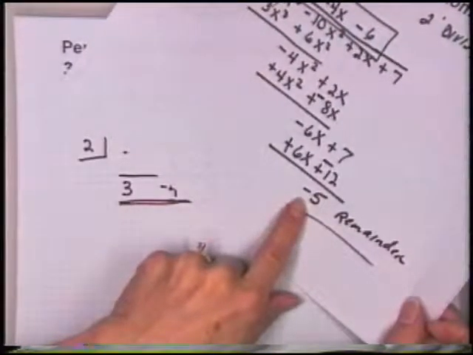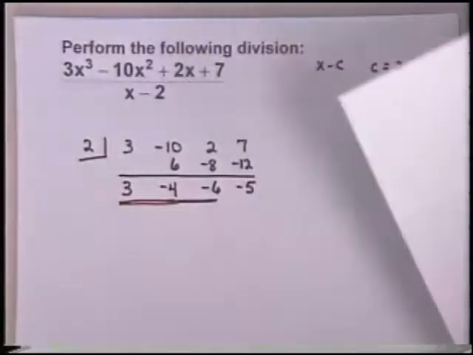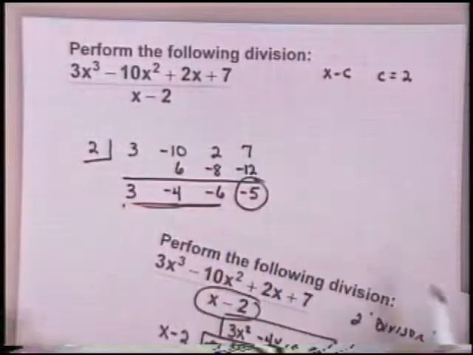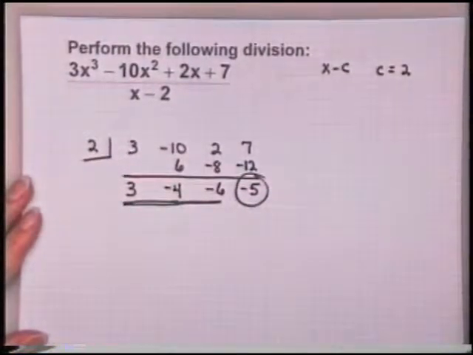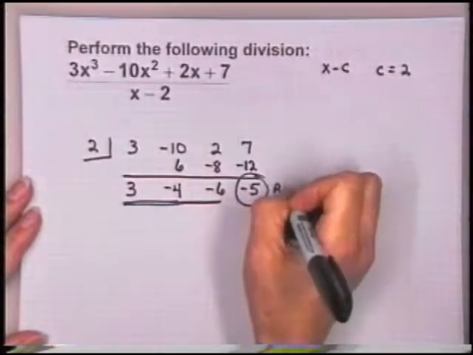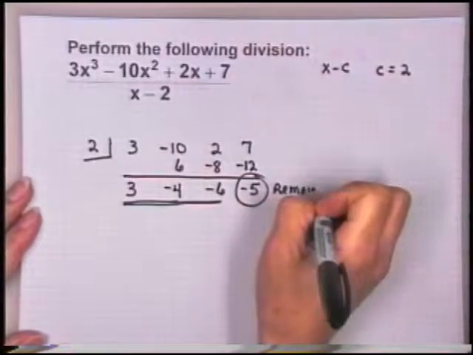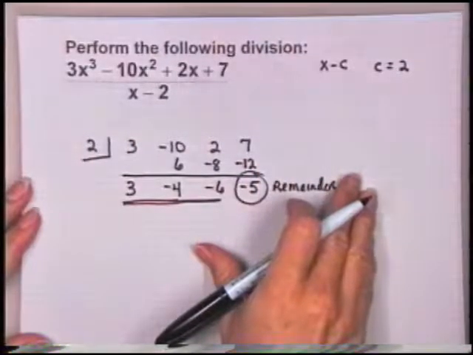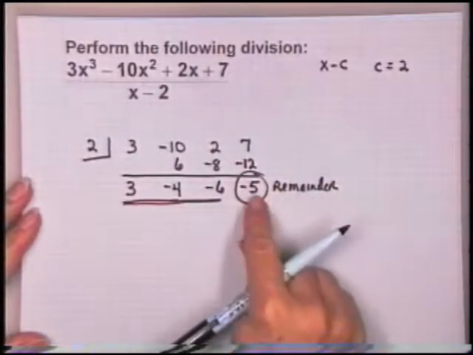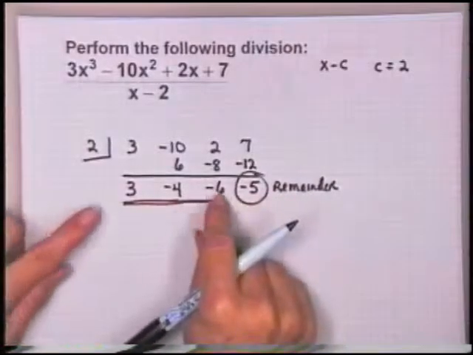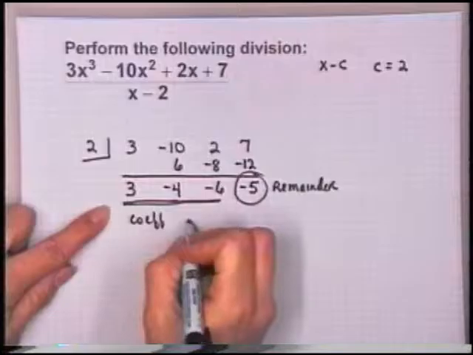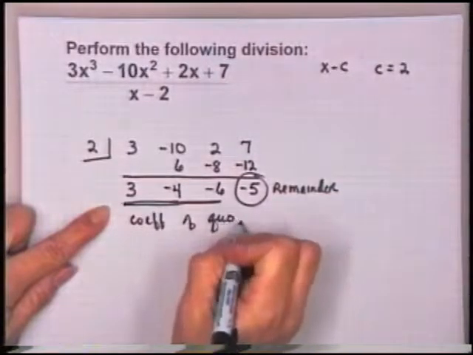What was the remainder a while ago? Negative 5. Do you see negative 5? Negative 5 is right here. The last number is always your remainder. Okay? So once you've completed this little multiplication and addition process, the last number is always your remainder. These other numbers will be the coefficients of the quotient.